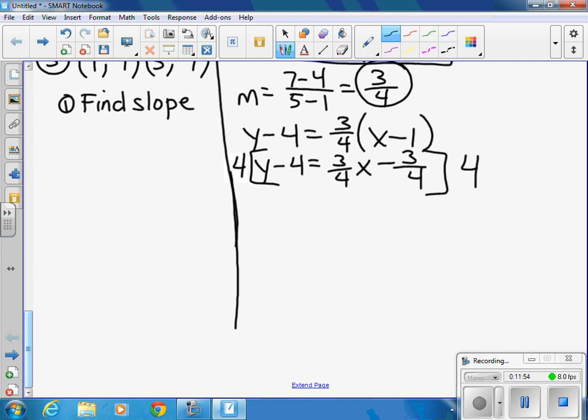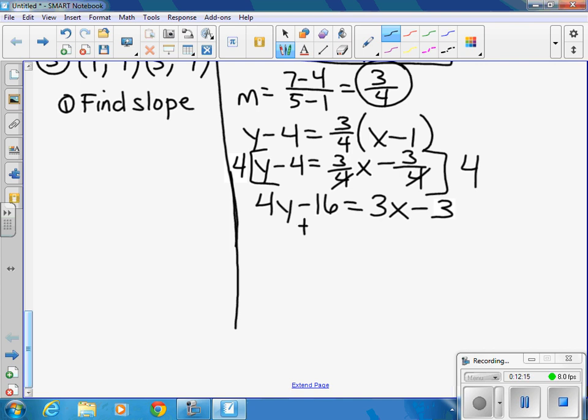So 4 times y is 4y. 4 times negative 4 is negative 16, equals 3/4, the 4 crosses off, you're left with 3x, and then negative 3/4, the 4 crosses off, you're left with minus 3. Fractions are gone, so now you do not have to worry about that. Now your trick is to move things around to get it in ax plus by equals c format.